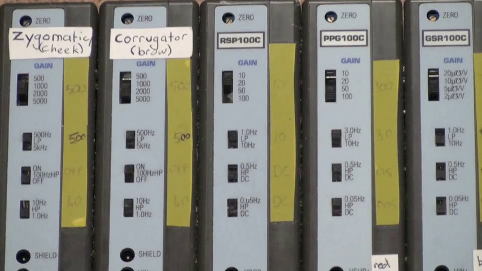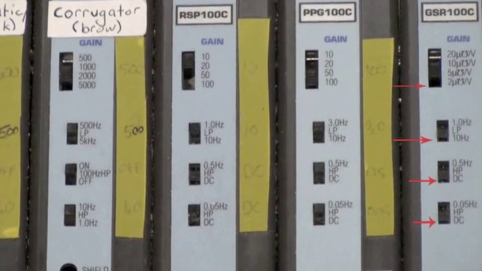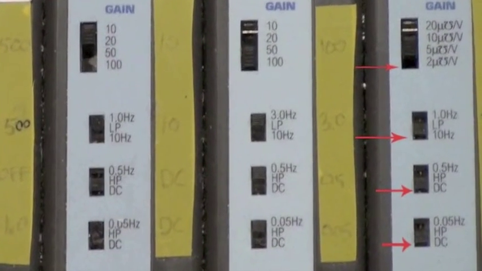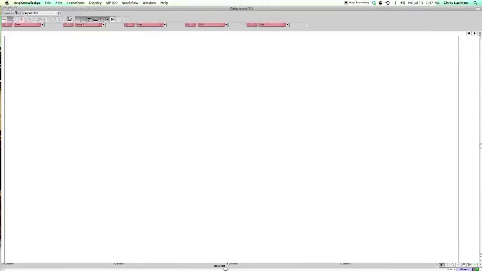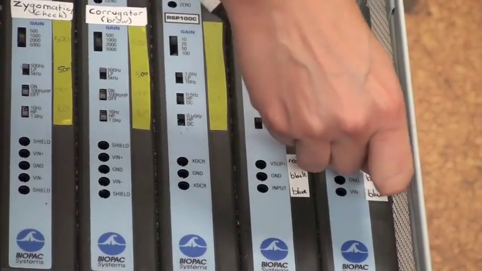When setting up the hardware to measure GSR, the settings should be as follows. The gain should be set to 2, the LP should be set to 10 Hz, the HP switches to DC. To set up Acknowledge to measure GSR, go to Setup Acquisition and set the sampling rate to 250 Hz. The GSR electrodes plug into channel 5.